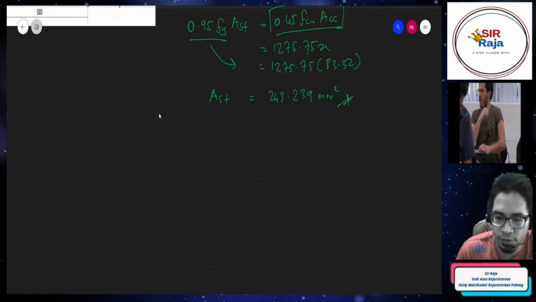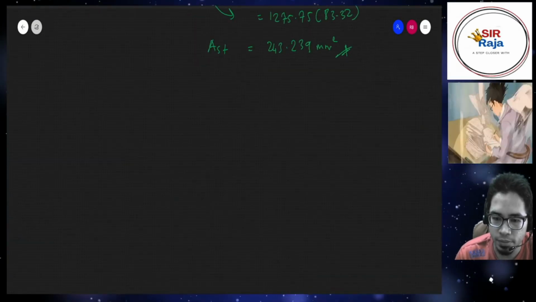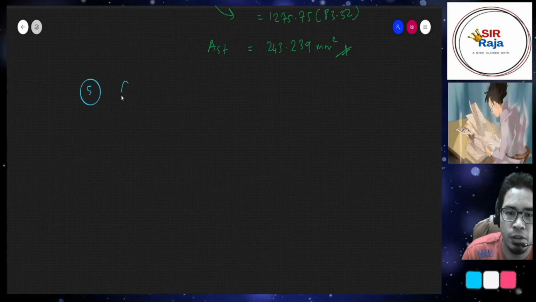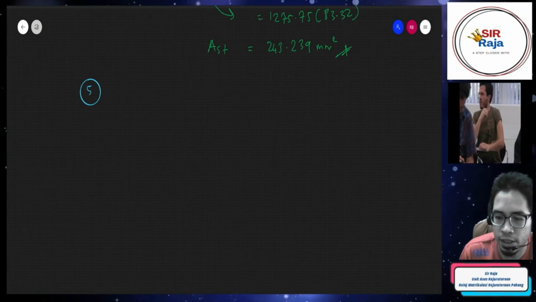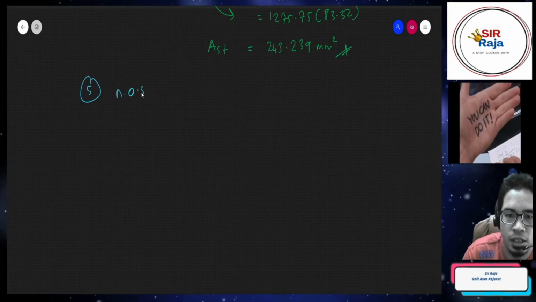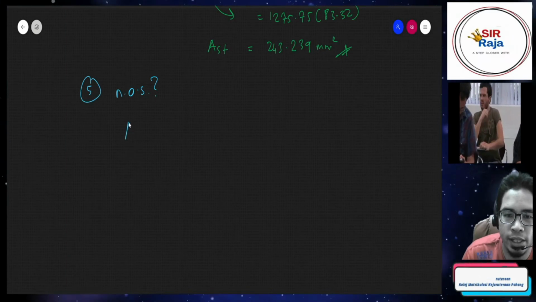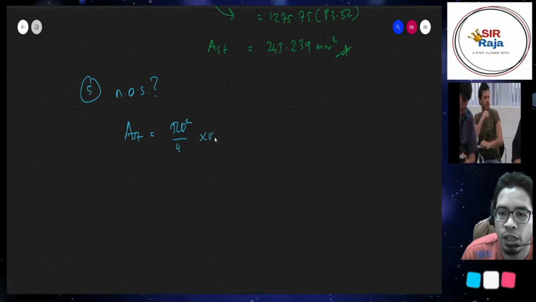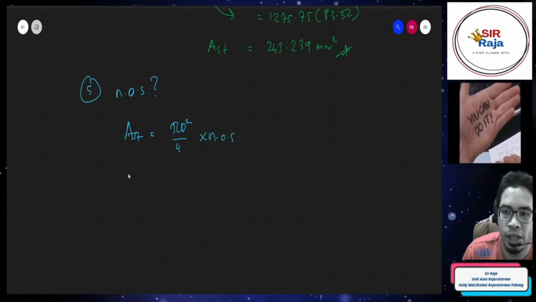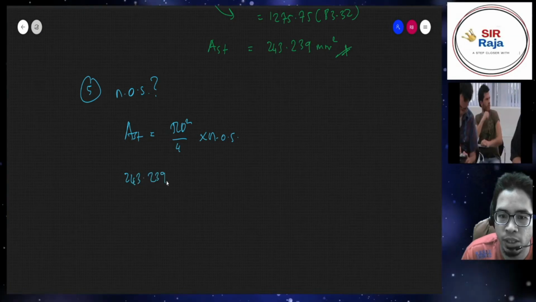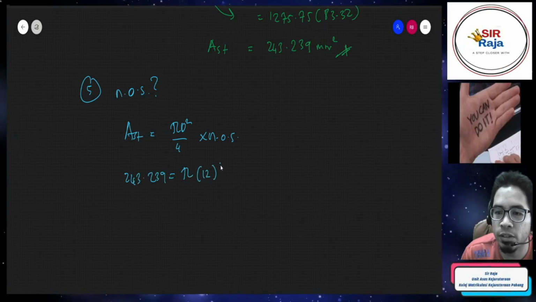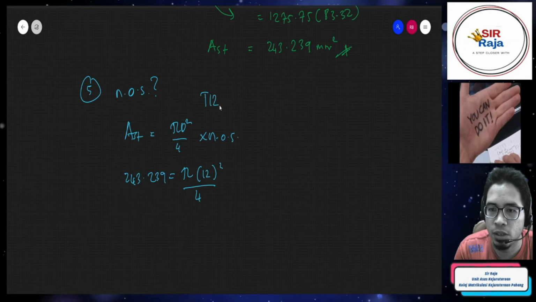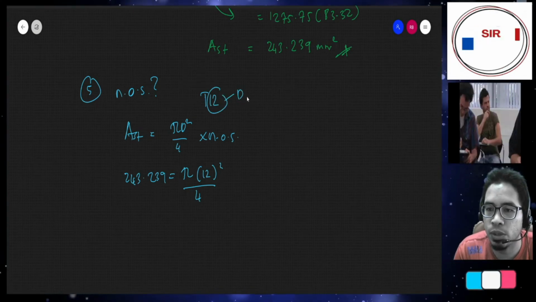So question number 5. It says number of steel needed. So we know that AST should be equal to pi d squared over 4 times the number of steel. So we have AST 243.239. Our D is 12 squared, from the 12 here in the question, T12. T is the diameter, so I just use this one.